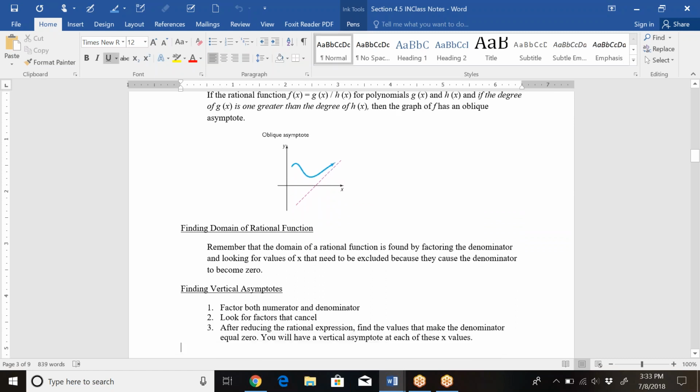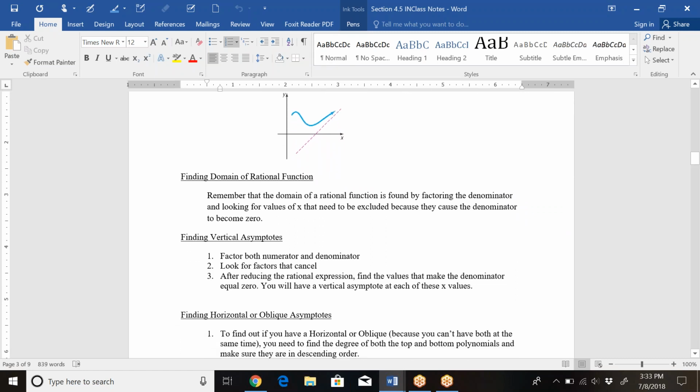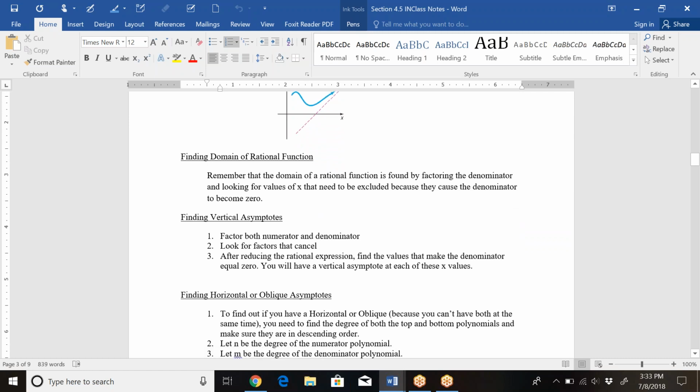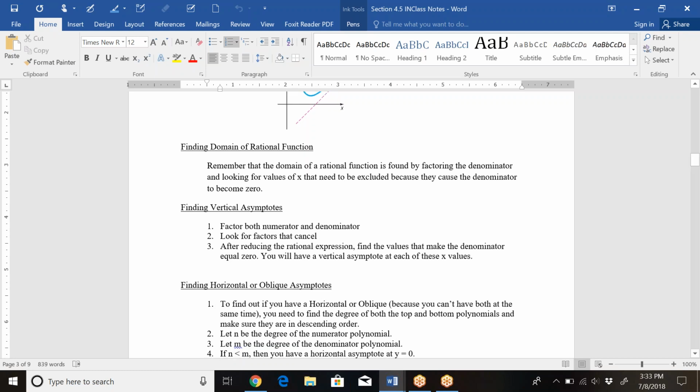Okay, so if you want to find the domain, you have to have everything factored, and anything that makes you divide by 0, we need to exclude from our domain. To find your vertical asymptotes, you factor both your numerator and your denominator, and you look for factors that cancel. After reducing, any values that are still in the denominator that make it equal 0 are vertical asymptotes. Those would be equations like x equals that number.